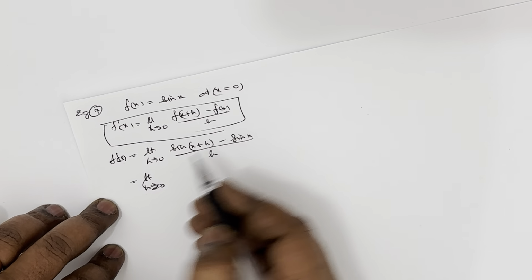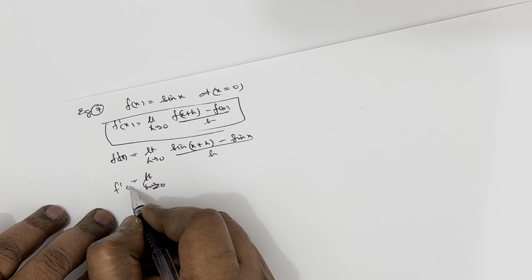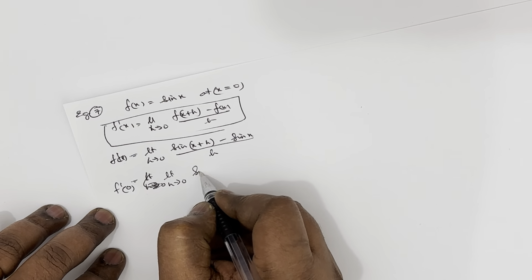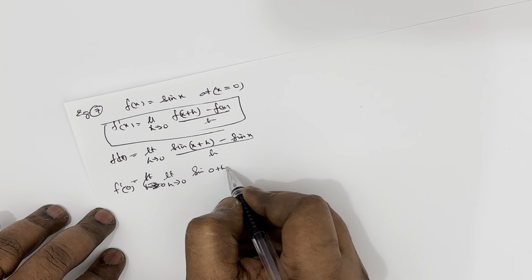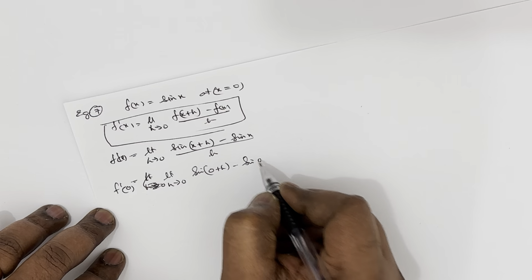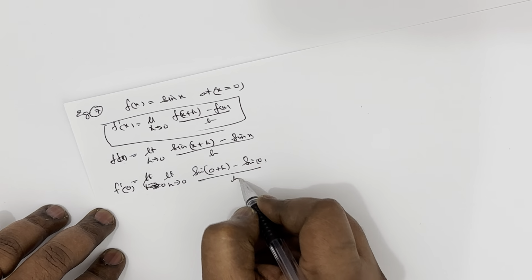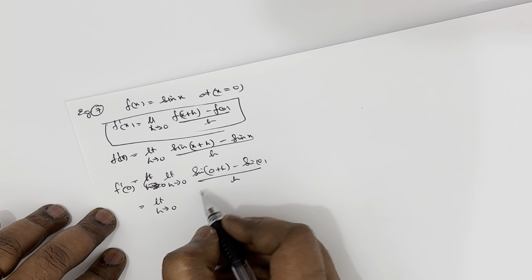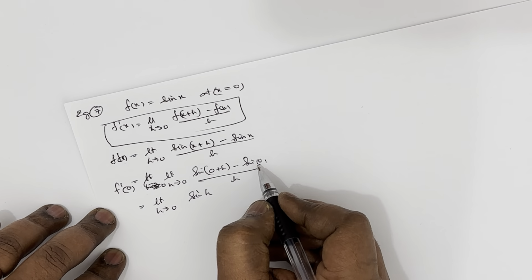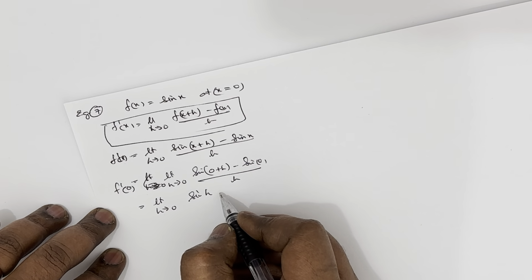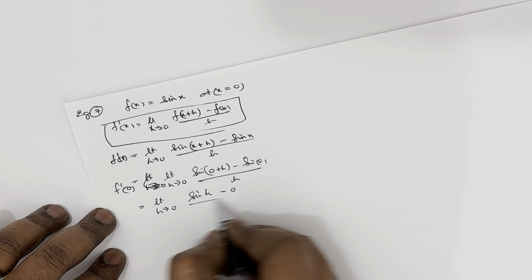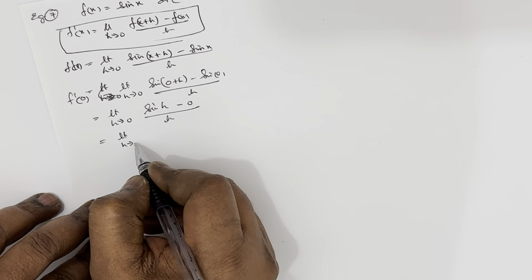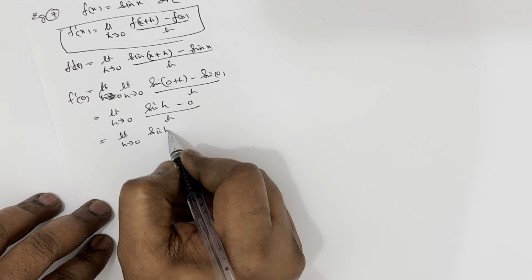Now at x is equal to 0, we'll have f dash of 0 equal to limit h tends to 0 of sine of 0 plus h minus sine 0 upon h, which is equal to limit h tends to 0, so this will become sine h. Sine 0 degree is 0. So minus 0 upon h, so it will be limit h tends to 0 of sine h upon h.